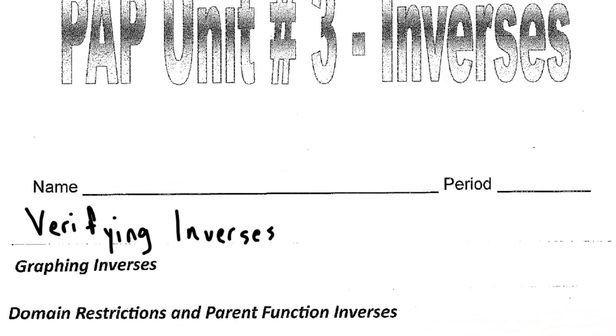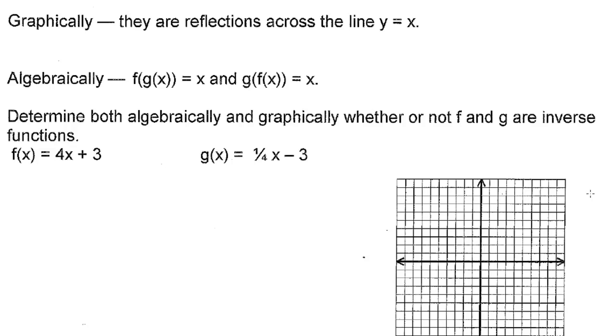We continue Unit 3, Inverses, with flap 6 in our foldable, verifying inverses. There are two ways to determine if two functions are inverses of each other, graphically and algebraically. When two functions are inverses of each other, they are reflections across the line y equals x. Algebraically, we can use composite functions to determine if two functions are inverses of each other.